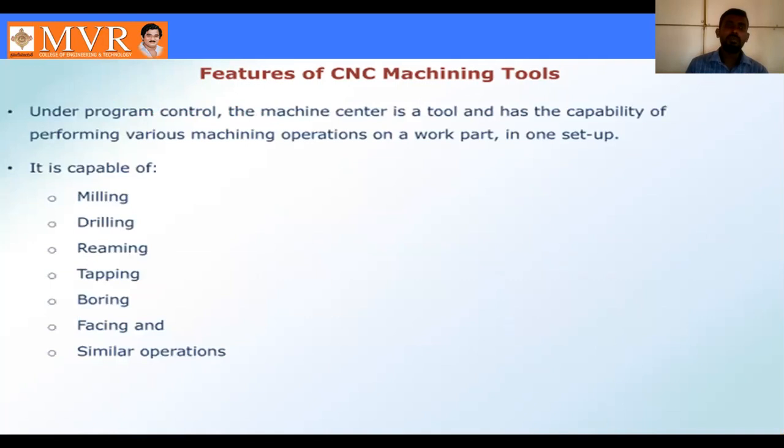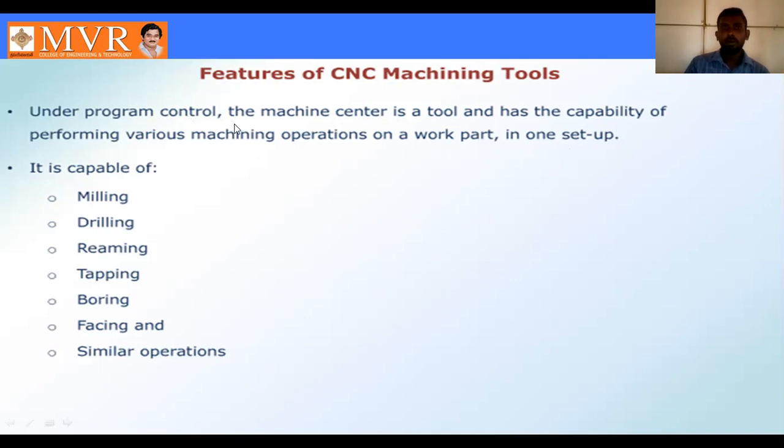Next one, features of CNC machine tools. So that is this topic. Under program control, the machine center is a tool and has the capability of performing various machining operations on the work part in one step.